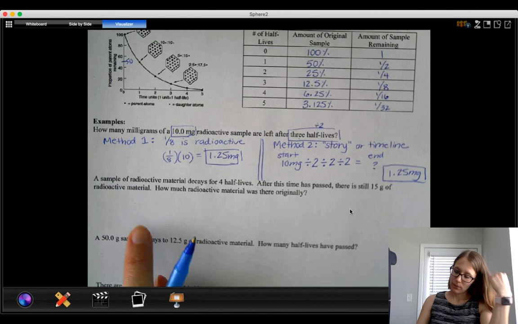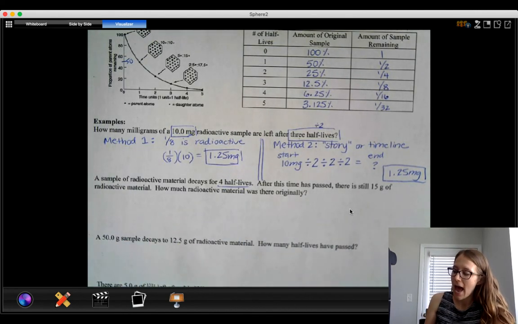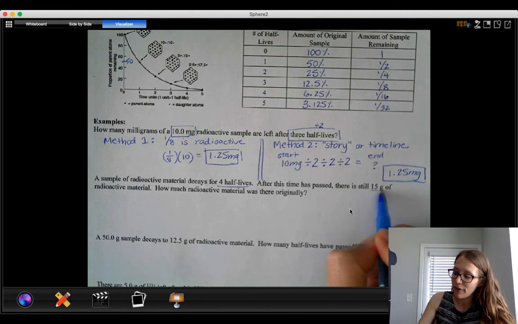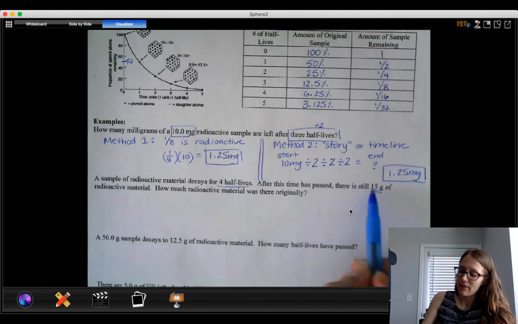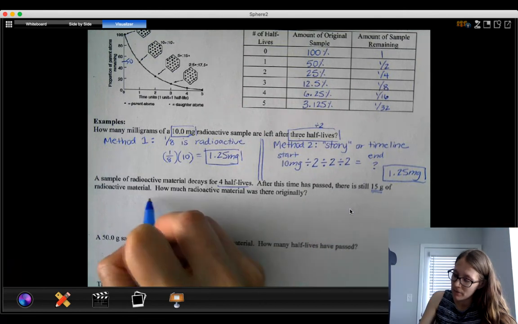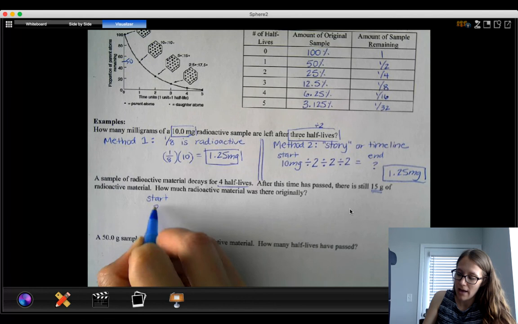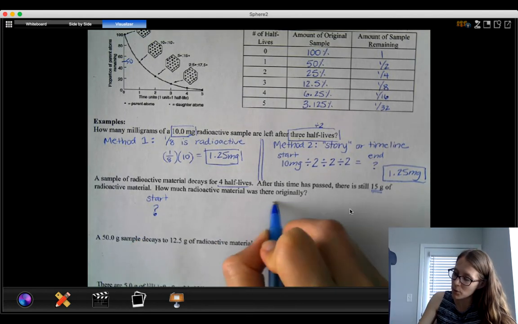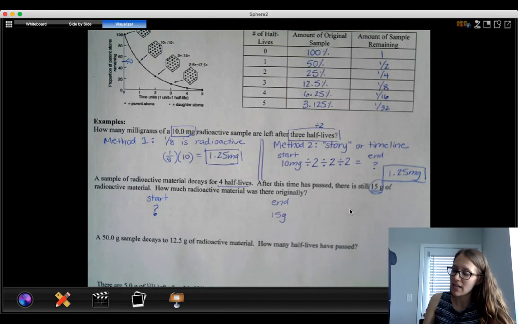All right, so for our next one, a sample of a radioactive material decays for 4 half-lives. After this time has passed, there is still 15 grams of radioactive material left over. How much radioactive material was there originally? So in this case, we're actually given information about the end of the story. So if we look at our timeline method, at the start, how much radioactive material was there originally? I don't know. How much was there at the end? There was 15 grams that was still radioactive at the end.